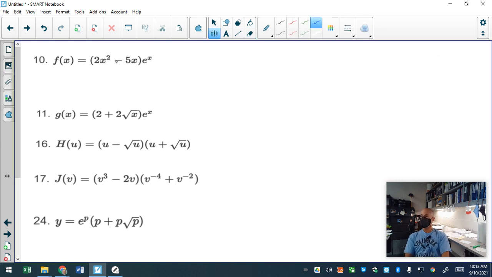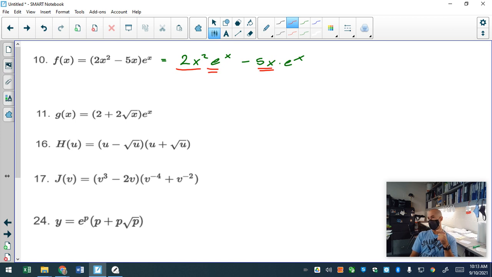So I'm looking at number 10. It's 2x squared minus 5x times e to the x. And because e to the x is a different type of function than this one, the product rule is unavoidable. You could distribute e to the x, but then you would have 2x squared times e to the x minus 5x times e to the x. And what you've done there is you've now created two product rules. We would have to do the product rule with 2x squared times e to the x, and then another product rule with 5x times e to the x. And so we definitely don't want to distribute.